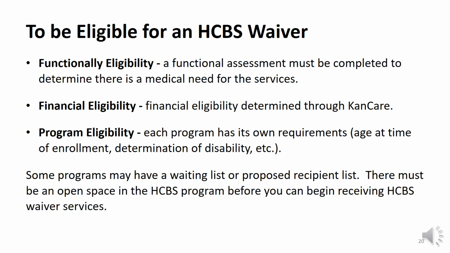To be eligible for an HCBS waiver, there are three types of eligibility: functional eligibility, financial, and program. For functional eligibility, a functional assessment must be completed to determine if there is a medical need for the services. And then financial eligibility is going to be determined through KanCare. And then program eligibility, well, each program has its own requirements that we kind of just went through. Age at the time of enrollment, determination of disability, different things.